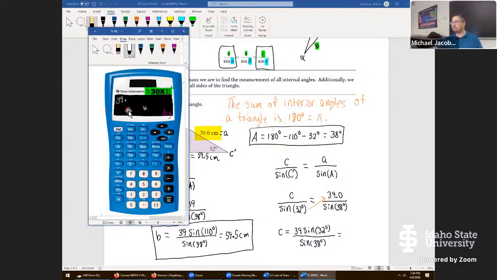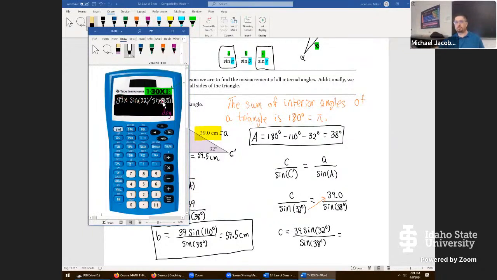The star. It's a star. Gotcha. Thanks for mentioning that. Let's just make it look as natural as it could look in your real calculator. So 39 times sine 32, divide by sine 38. That's about what it looks like in your calculator.